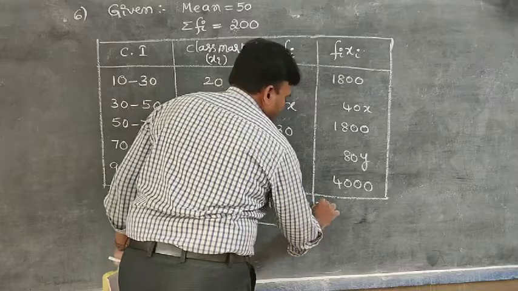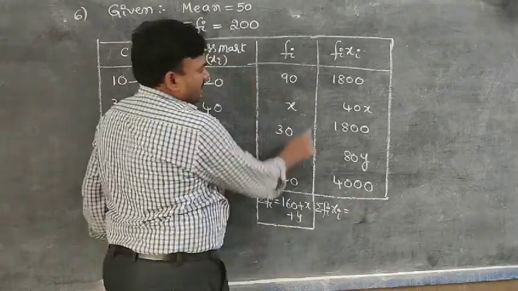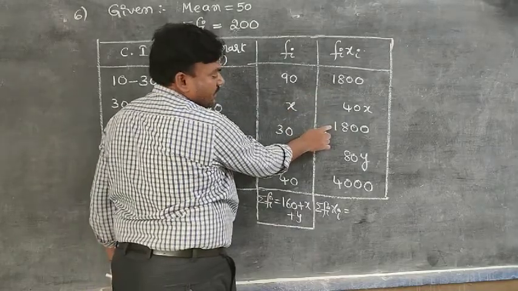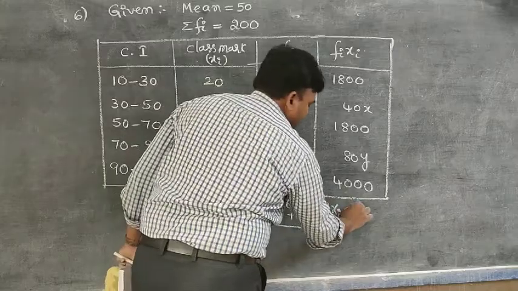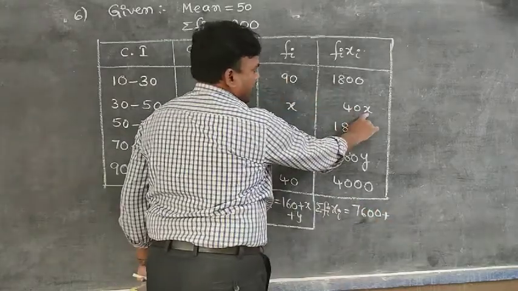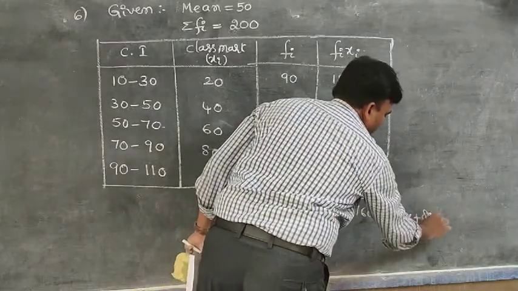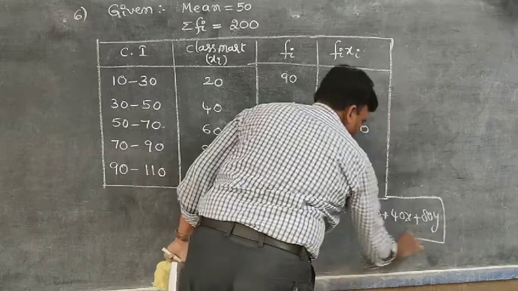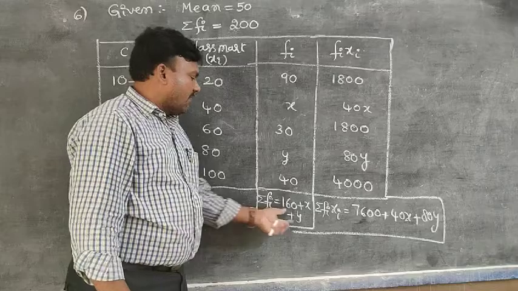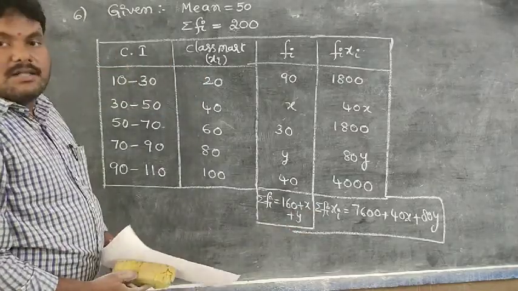Next we find summation Fi xi equal to 1800 plus 1800, 3600. 3600 plus 4000, 7600. Plus next 40x plus 80y. Yes, from the table, we find summation Fi and also summation Fi xi. Yes, this is the table.